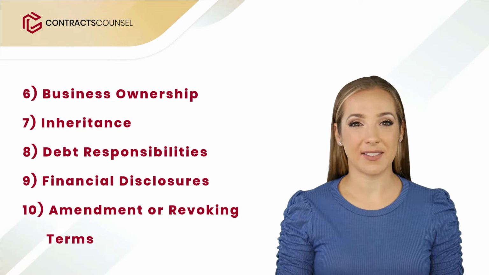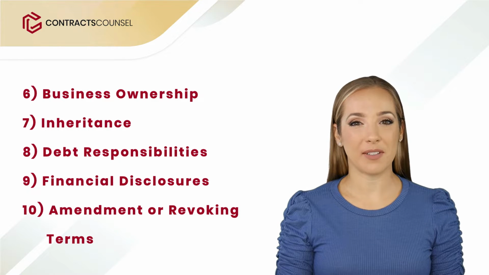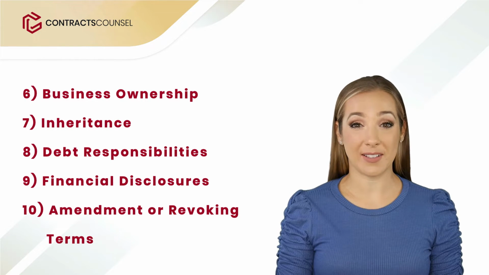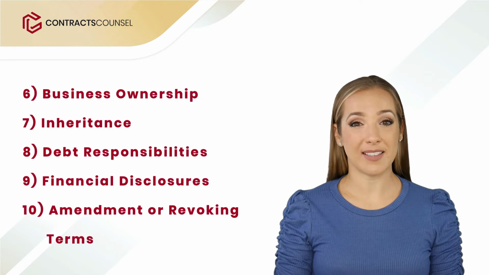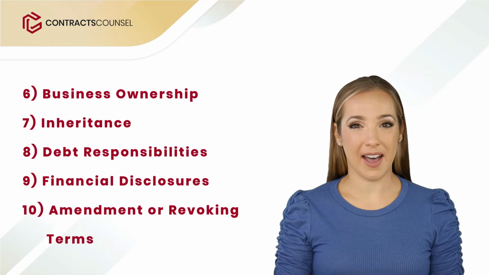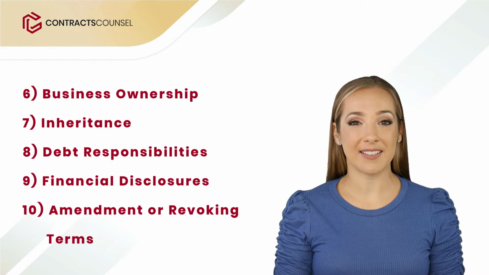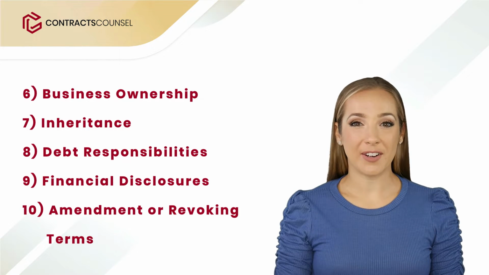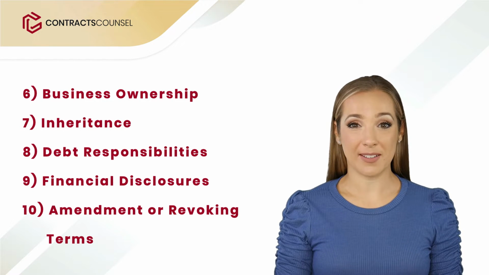7. Inheritance. This section outlines how inheritance will be treated, particularly important in blended families where children exist from previous marriages. 8. Debt responsibilities. This section outlines who is responsible for debts incurred before and during the marriage, along with any future debts. 9. Financial disclosures. These are where both parties fully disclose their financial situation, including assets, debts, income, and potential inheritance. Note, these may be separate documents attached to the agreement.